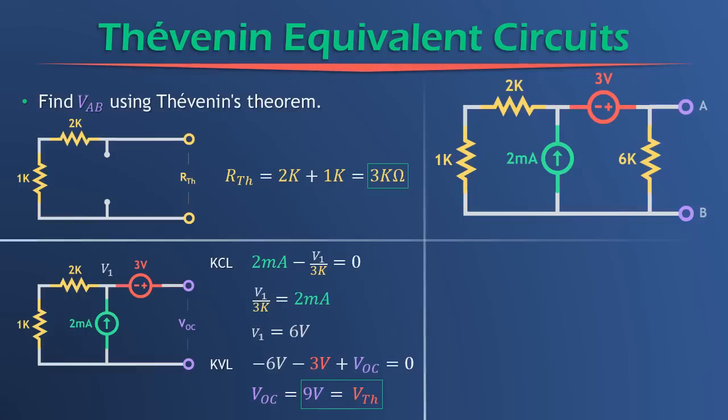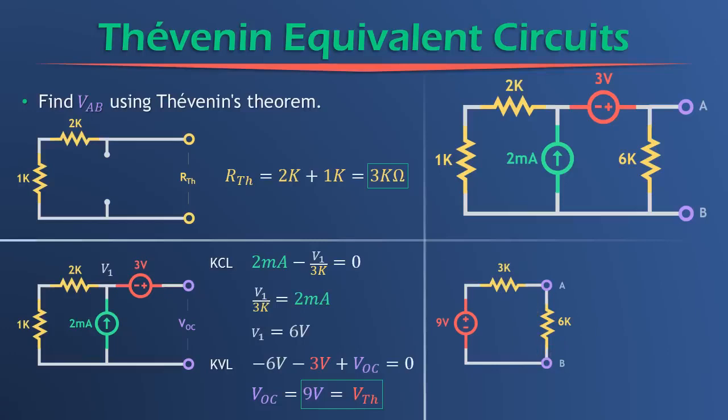So let's move on to the right over here. And this is our circuit now including the load resistor, because we can't just disregard that load resistor. It's still part of the circuit. Here's our Thevenin equivalent circuit. It includes the 9-volt source right here and the 3K resistor in series. And then we add in the 6K load resistor. So we're asked to find the voltage across that 6K load resistor.